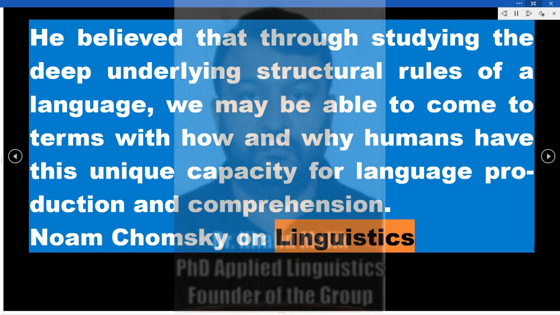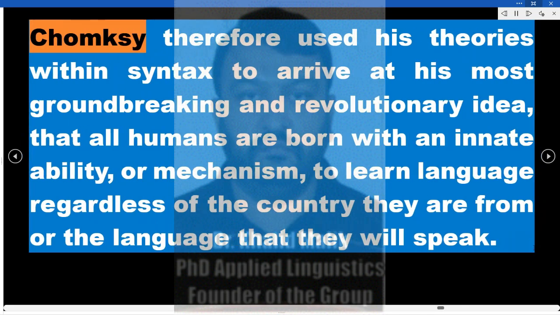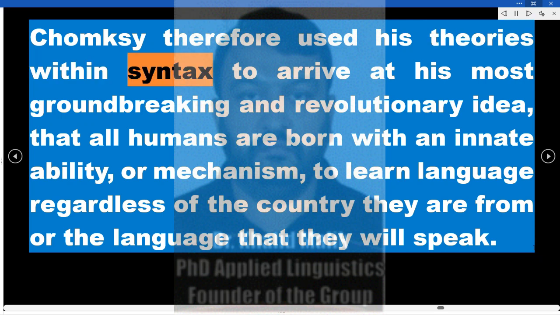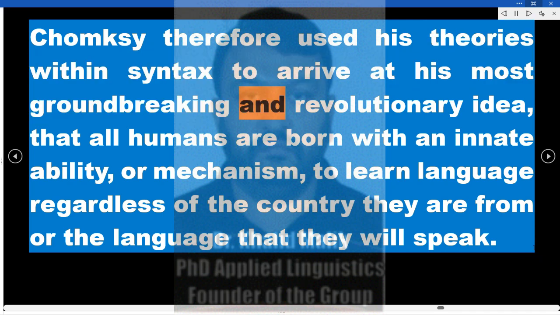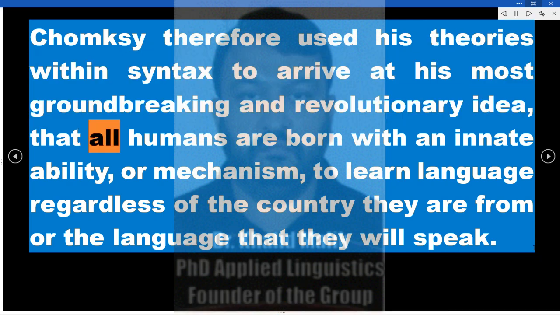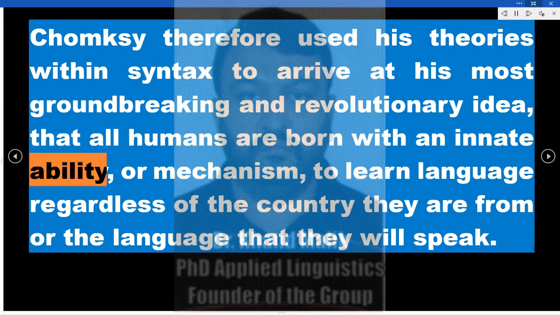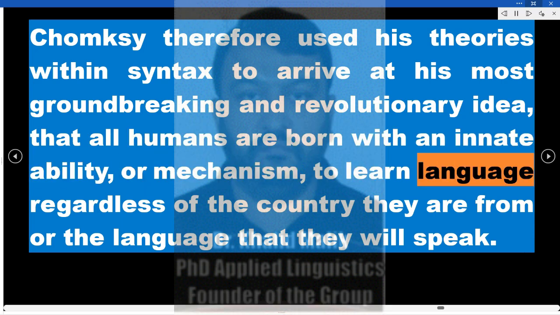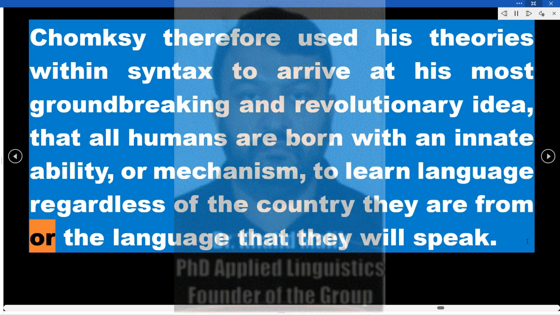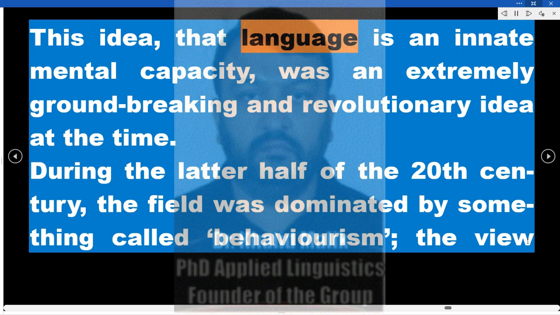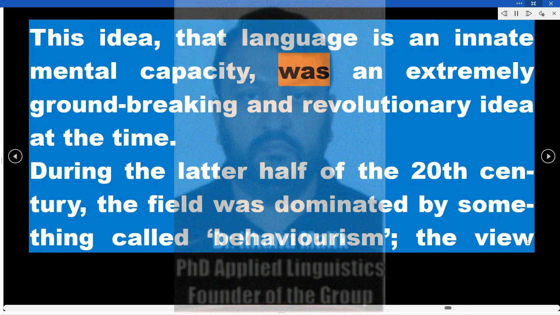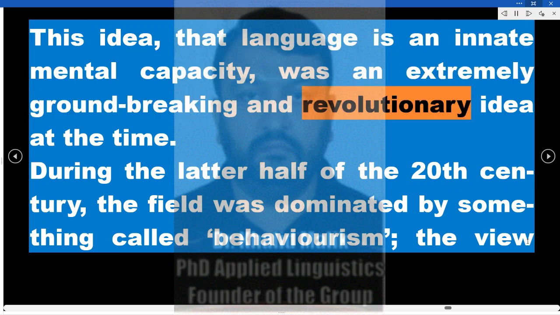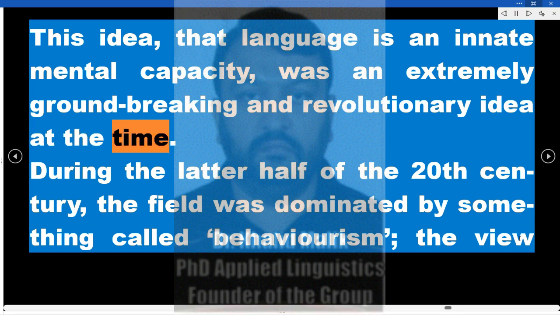Chomsky therefore used his theories within syntax to arrive at his most groundbreaking and revolutionary idea, that all humans are born with an innate ability, or mechanism, to learn language regardless of the country they are from or the language that they will speak. This idea, that language is an innate mental capacity, was an extremely groundbreaking and revolutionary idea at the time.